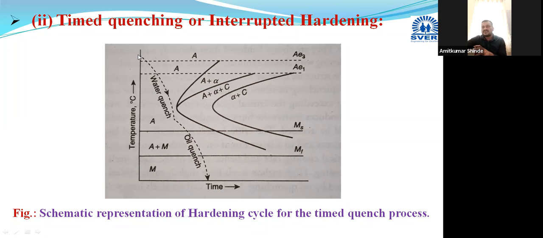Initially, I will take the sample from the austenitic region. I will heat it in the austenitic region and provide sufficient soaking time. Then I will collect that sample and directly dip it into the water, for a very small period of time. Then suddenly I will remove it from the water and quench it in the oil medium. This oil quenching will be continued till the component reaches room temperature.